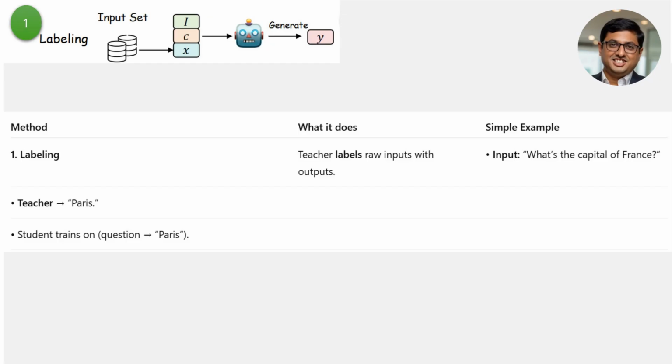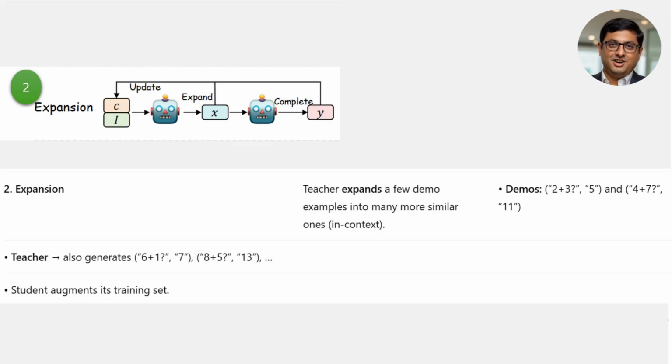The first way is to have the teacher model label some unlabeled data sets and basically generate a correct answer. For example, the sample question is, what is the capital of France? And the teacher answer is, Paris. This question and answer pair serves as training data. The second way is to have the teacher model generate variants of the data from a demonstration to expand the data set. For example, multiple examples of addition are generated.